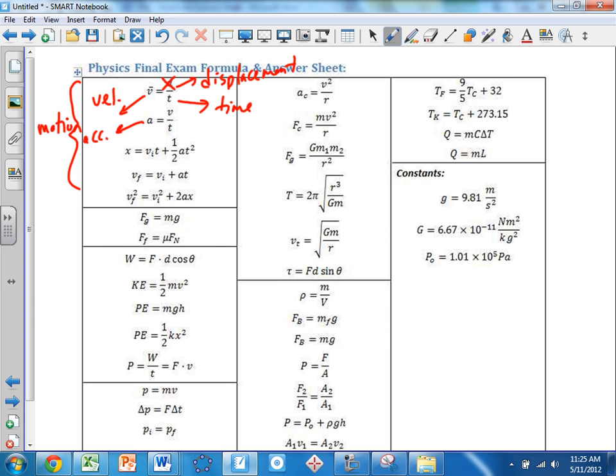Okay, A is for acceleration. Yeah, I'll definitely give you a copy of this next week. So if you want to just write down notes for now, no problem. I'll give you a formula sheet so you can see. All right. What else? Next formulas.